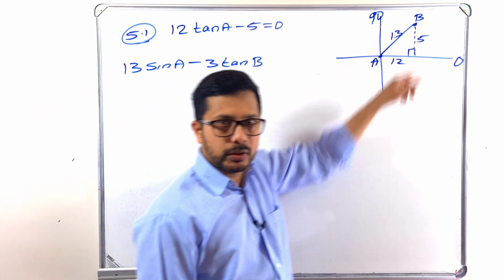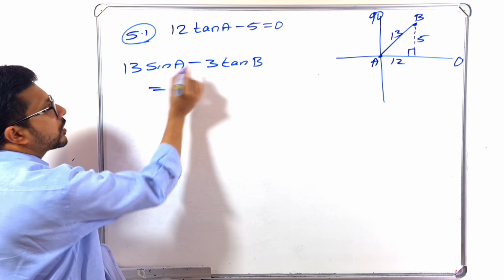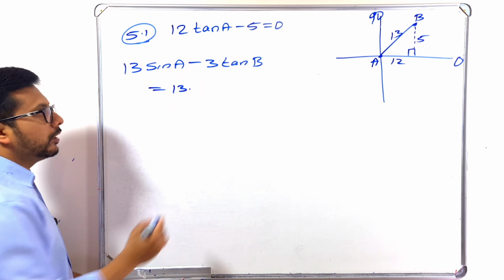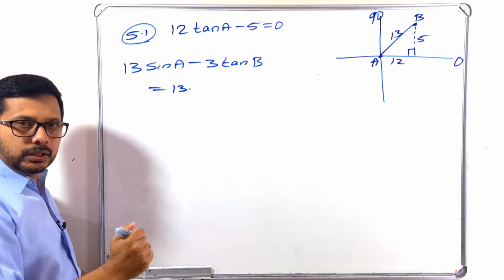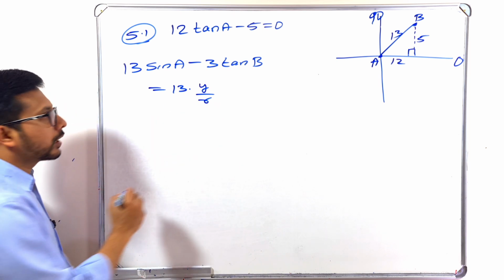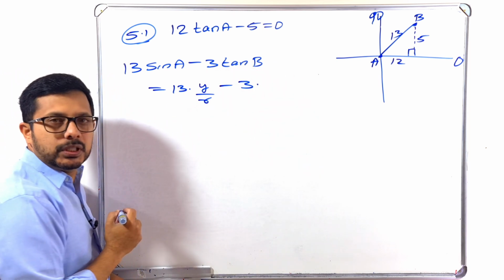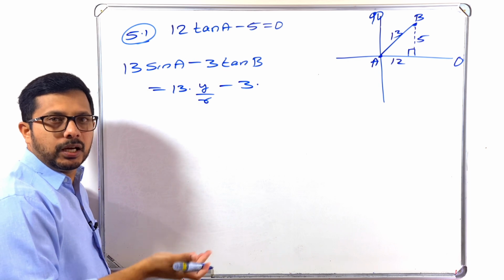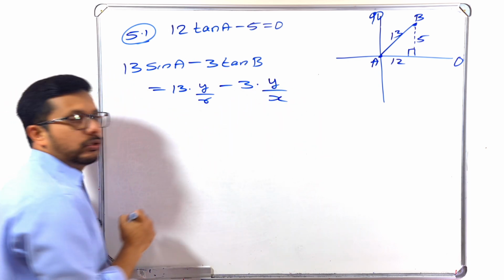That is very important. So this is equal to 13 into sine. What is the definition of sine in terms of x, y and r? Opposite side by hypotenuse. So it is y over r, minus 3 into tan. What is the definition in terms of x, y and r? Opposite side by adjacent side. That you have to remember.